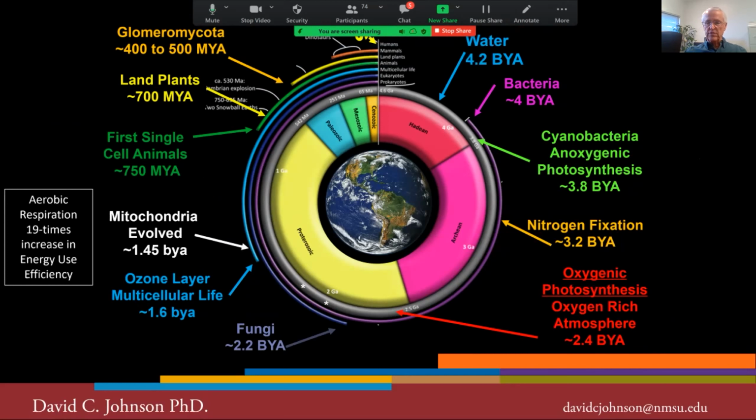Nitrogen fixation came about 3.2 billion years ago. Oxygenic photosynthesis came about 2.5 billion years ago, and this led to an oxygen-rich atmosphere. With oxygen in the atmosphere, fungi were able to evolve on the scene. The ozone layer built up about 1.6 billion years ago, and mitochondria evolved about 1.45 billion years ago. These are small organelles in a cell that allowed a 19 times increase in the energy use efficiency of these living systems. First single-cell animals appeared about 750 million years ago, land plants 700 million years ago, and Glomeromycota about 400 to 500 million years ago. These are the fungi that associate with plants and plant roots.